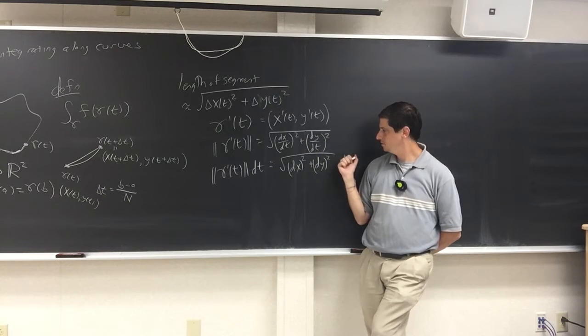Why does the dt show up on the far right side there? Doesn't it get canceled out on the inside of the square root?